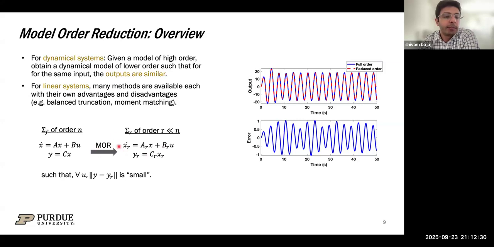Now, the method that I use for model order reduction must be such that the error between the outputs, the norm, must be small. By small, what I mean is, if we look at the plot on the right, the blue curve depicts the output of the system sigma F, and the red curve depicts the output of system sigma R. We can see that the outputs of the two systems are very close to each other. In fact, if I plot the error, it is small. So that's the whole idea behind model order reduction.